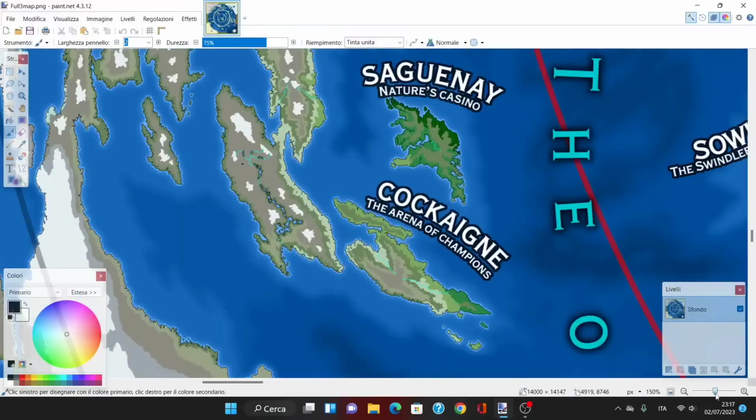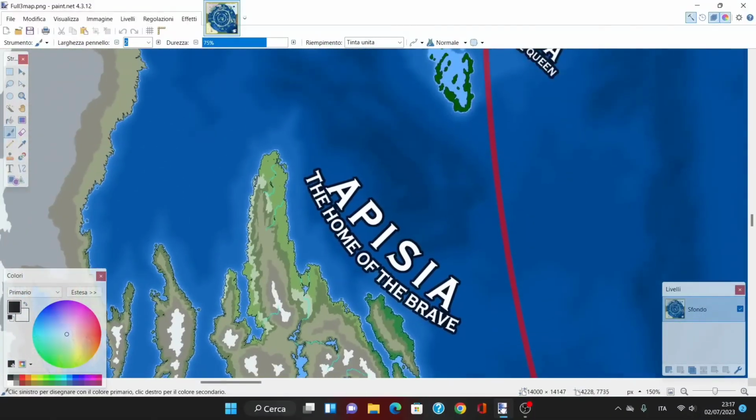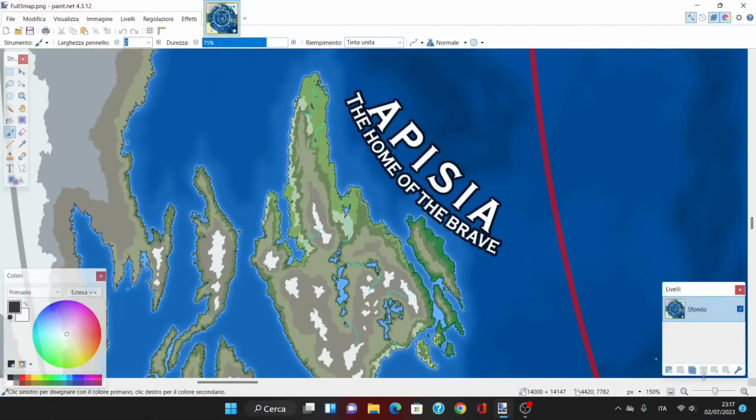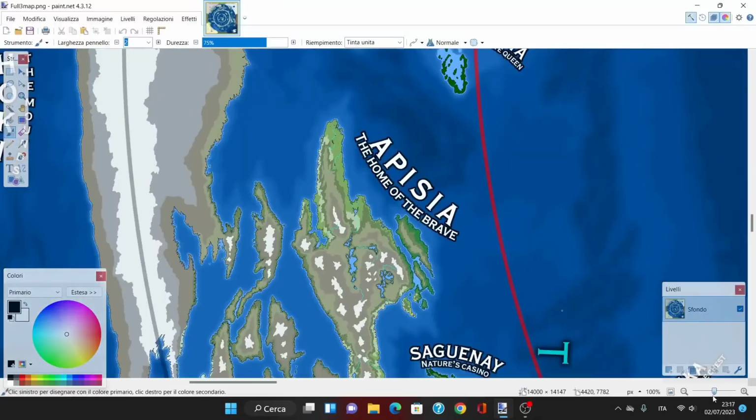Then we have places like Cocaigne, the Arena of Champions, Saguenay, Nature's Casino, all places we don't really know much about, and were briefly discussed on the original map, but we didn't really dwell on them so far. Then Apisia, the home of the brave.